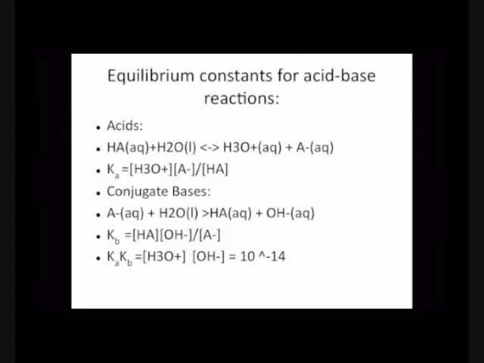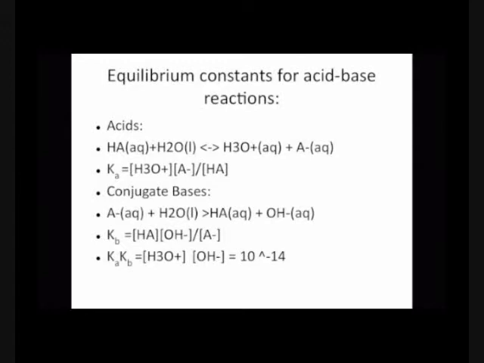If you multiply these two expressions, that is, if you find the Ka of the acid times the Kb of its conjugate base, you'll find that all of the terms will cancel except for hydronium times hydroxide, which we know equals a constant in a solution at a given temperature. So at 25 degrees Celsius, this will always equal 10 to the negative 14th.